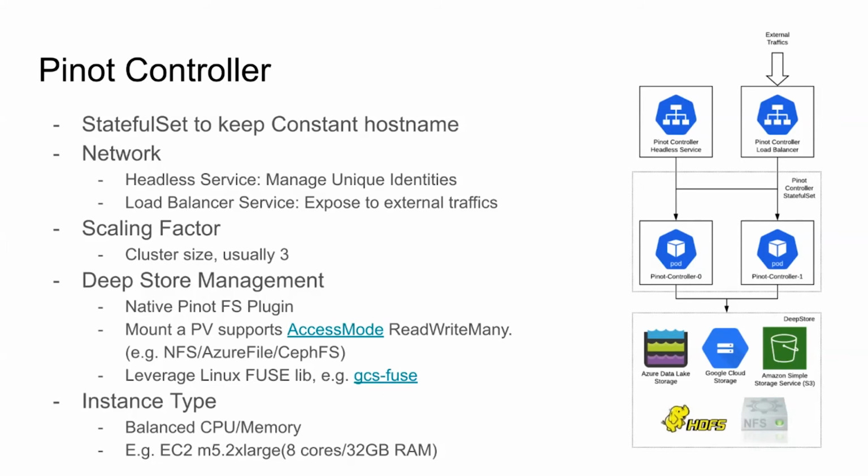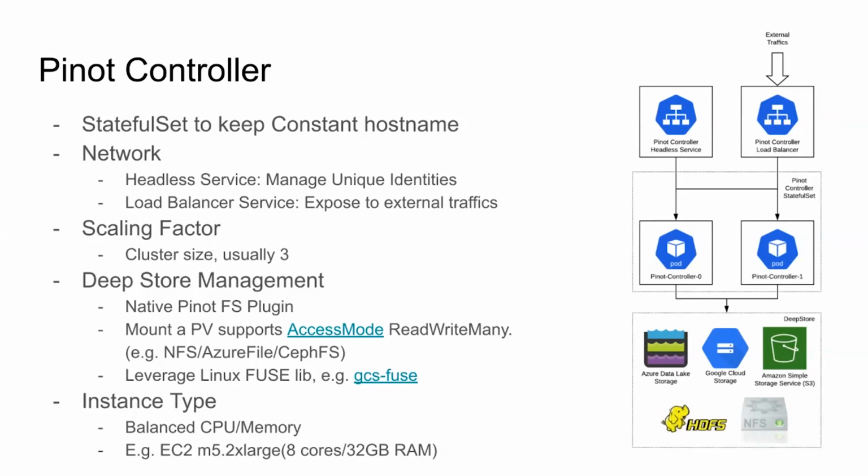For the deep store management, as Pinot controller has deep storage support, in this Kubernetes deployment you can set up either the native Pinot file system plugin, so that you can use the S3 plugin or the Google Cloud Storage plugin. That will connect Pinot controller to this cloud storage, and then you can directly use it.